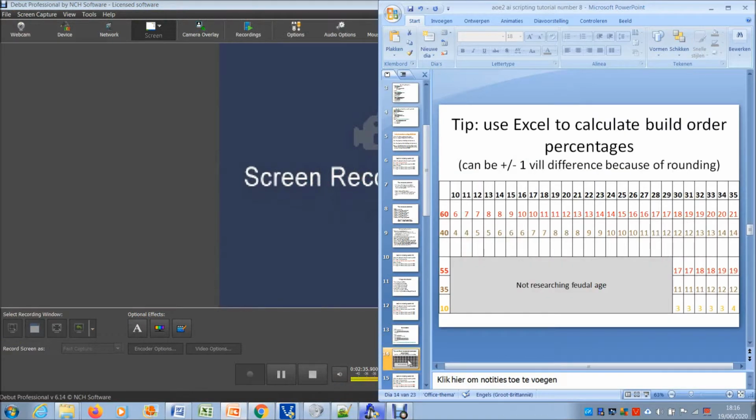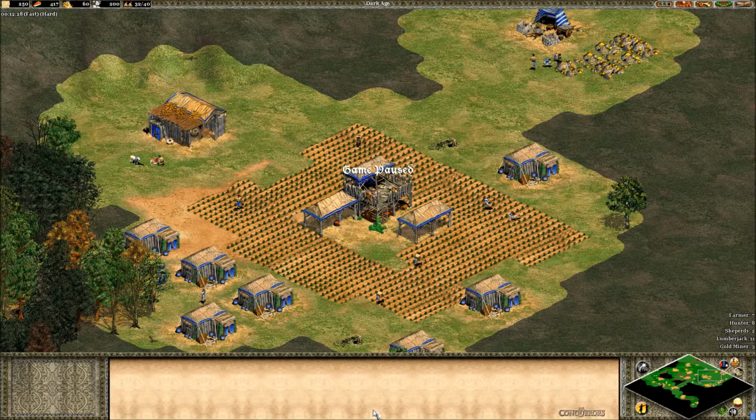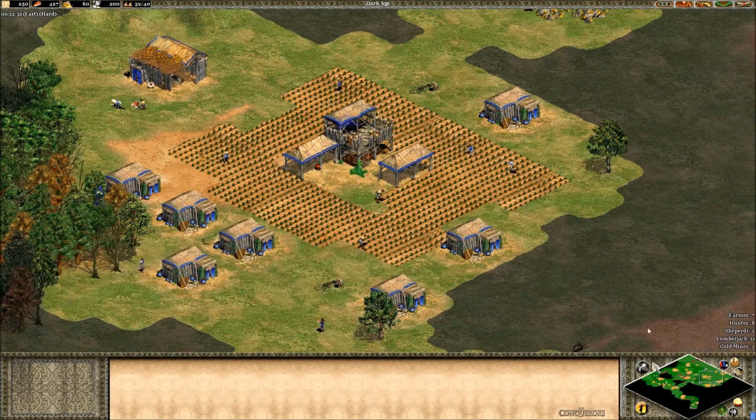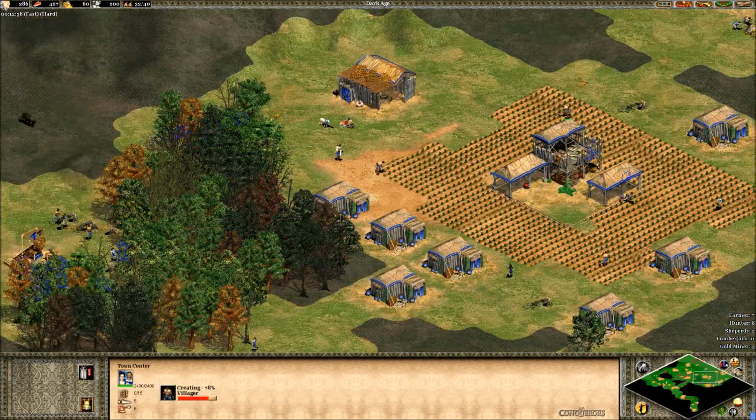I have made a table. This is a tip. Use Excel to calculate build order percentages. Can be one vil difference because of rounding. We should be around 17 on food, 11 on wood, and 3 on gold. Maybe 18 on food, depending if it's calculated the villager. If we count the number on food, we see 7 farmers, 8 hunters, which makes 15, 2 shepherds, which makes 17, 11 lumberjacks, and 3 gold miners. That's exactly 17, 11, 3 according to the table. The villager distribution is working perfectly.